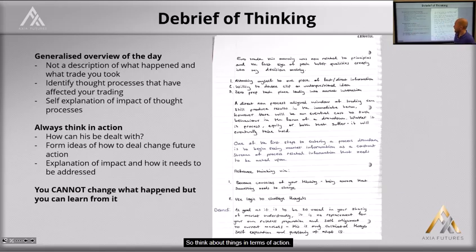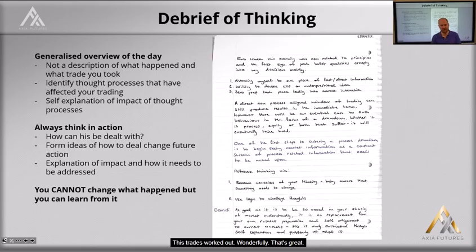So think about things in terms of action. Like this here, it's about finding ways to deal with this. How to change your future actions. You can't change what's just happened. You're not going to make this trade better by thinking about it, better by writing it down. Whether this trade's a winner or a loser, the biggest thing to be assessing is your process, and that's the point of writing these types of things down.